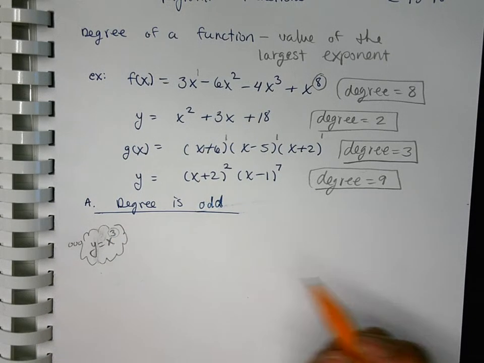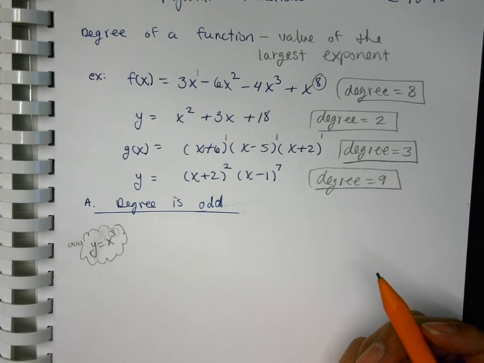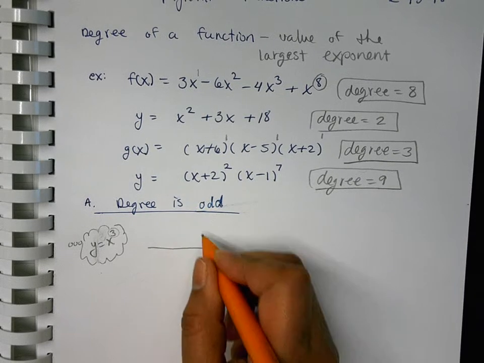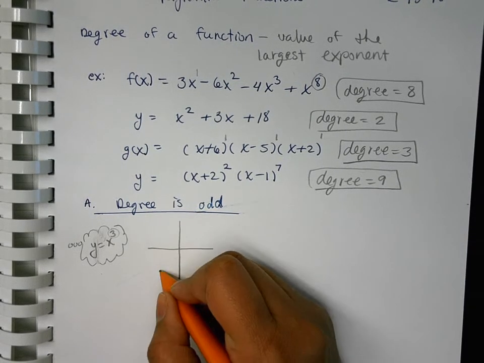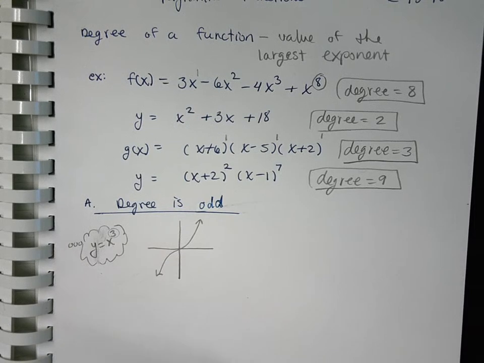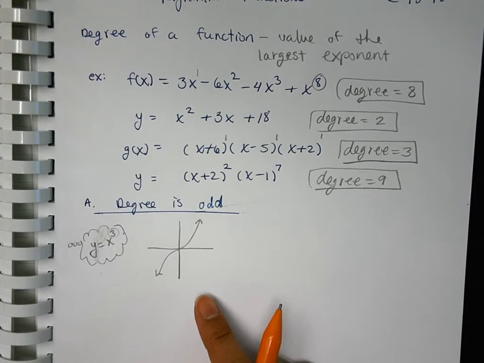Because the 3 is odd. So if it's an odd exponent, x to the 3rd, x to the 5th, x to the 9th, they're not all going to look like this. Well, they will until you start adding things. What is y equals x to the 1? That's a linear graph.